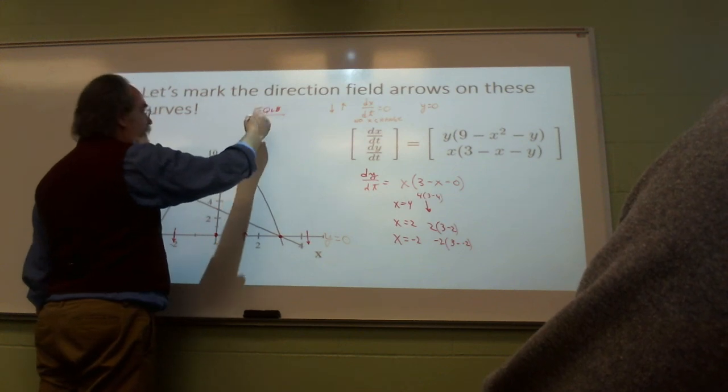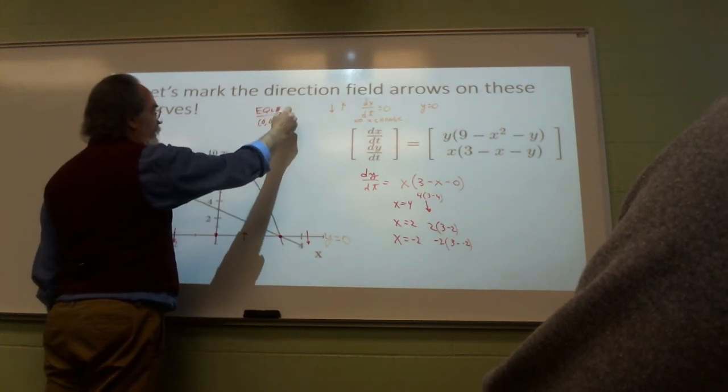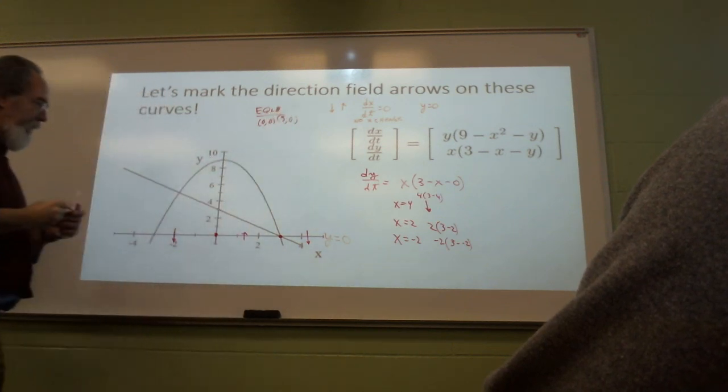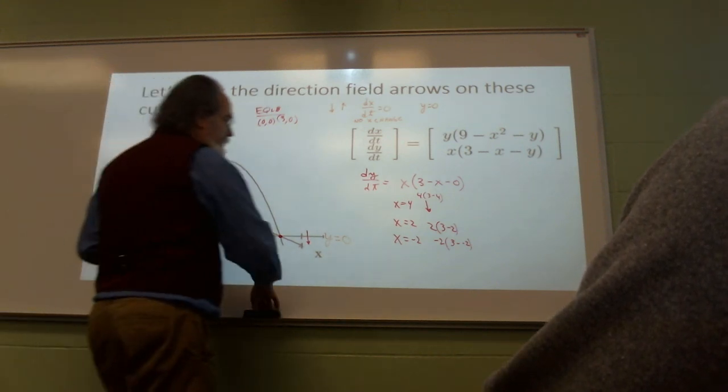The equilibriums are so far (0, 0) and (3, 0). Let's keep score of equilibriums. All right, I'm going to erase and do another one. That was just the horizontal axis. I've got 3 more nullclines.